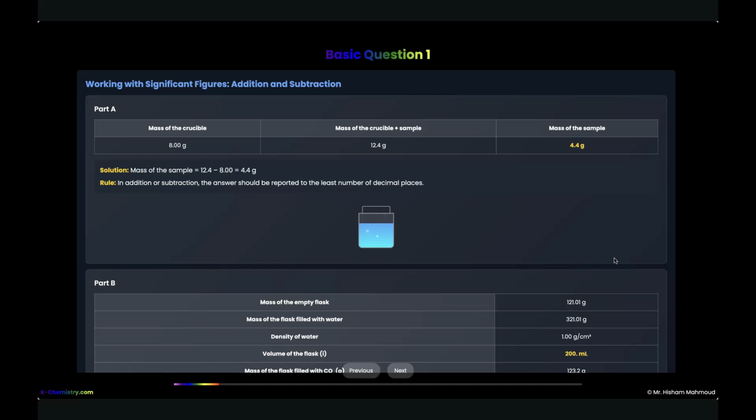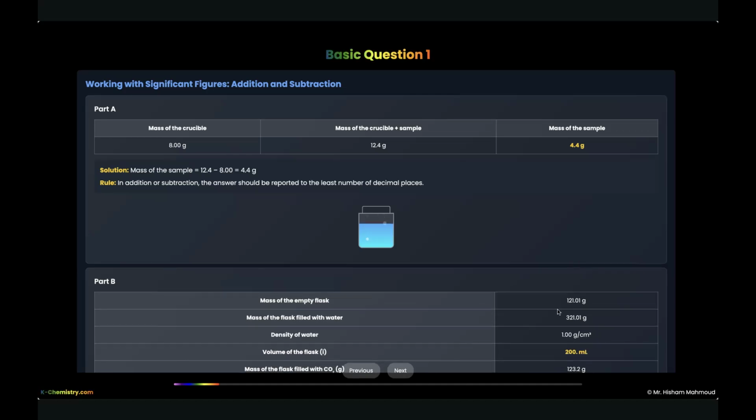Another question which is similar: mass of the empty flask is 121.01, mass of the flask filled with water is 321, and density of water is 1 gram per milliliter. Volume of flask is requested. The volume of flask is found by subtraction. So 321 minus 121 is 200 grams. And if you want to find the volume, just divide the mass by the density. The density is 1. So if the mass is 200 grams, the volume is 200 milliliters.